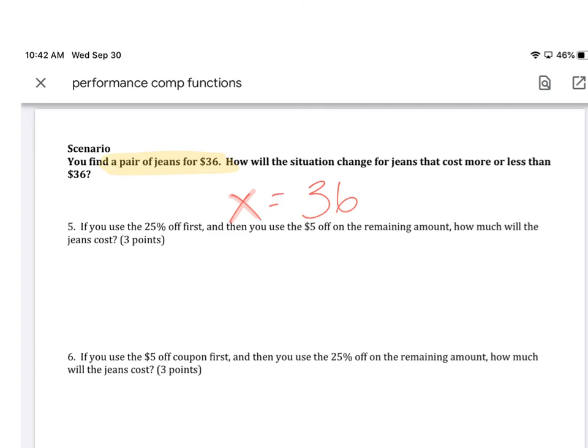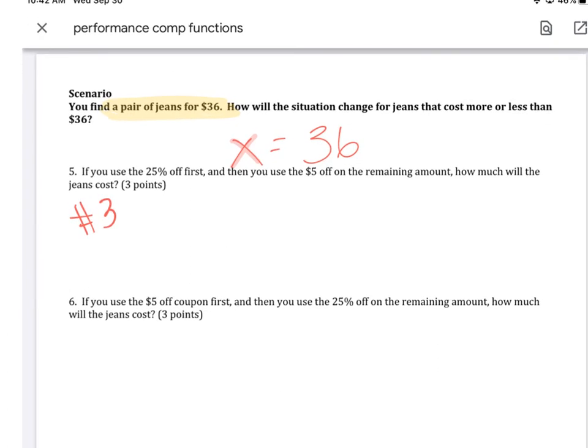Now, for number 5, you are going to use the equations from number 3. From number 6, you're going to use the equations from number 4. Okay? You're using the exact equations. So on this case, number 5, you're using g of x first. That x is going to be 36. Okay? So all you're doing is plugging in. When you get an answer, you're plugging the answer into the next one.